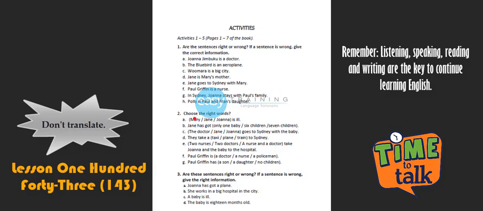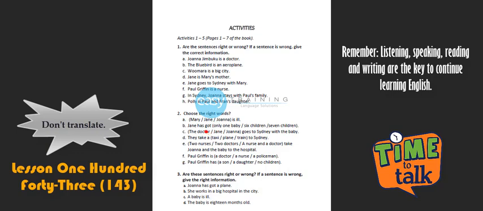Activity 2. Choose the right words. There are some sentences you see, and in each sentence there are some words in parentheses. Here, Mary, Jane, and Joanna are in parentheses, and the phrase reads is ill. So you have to choose one of these names in order to make a right sentence, a correct sentence. Who is ill? Is Mary ill? Is Jane ill? Is Joanna ill? So you must choose the correct word to make a right sentence.